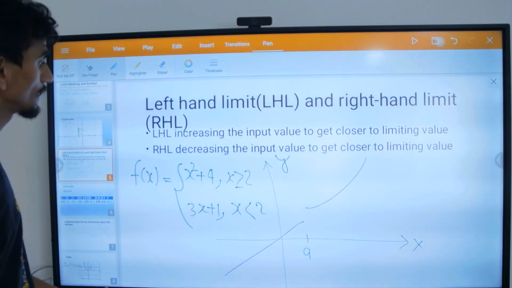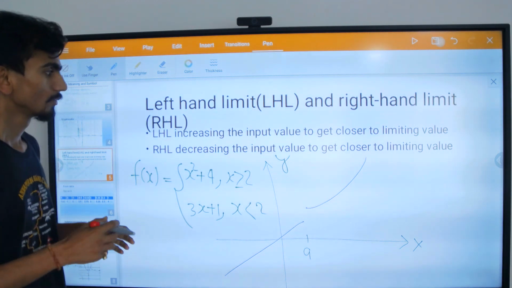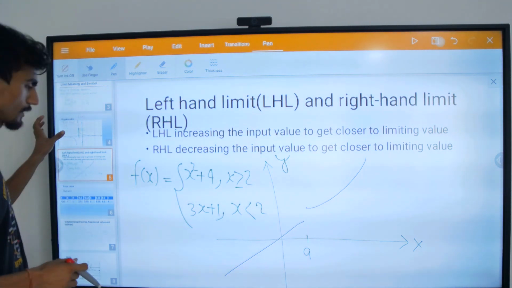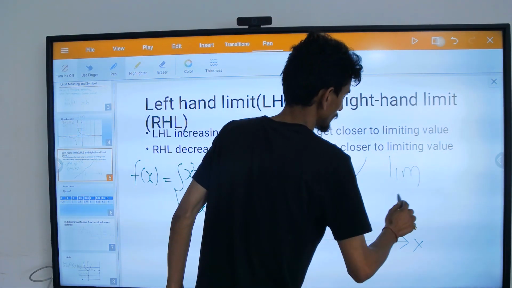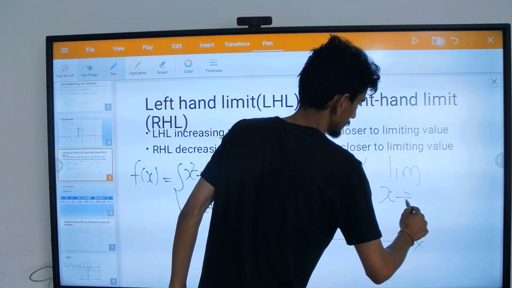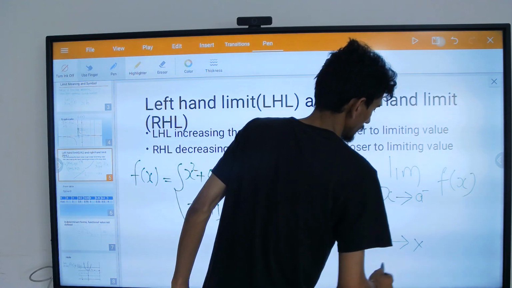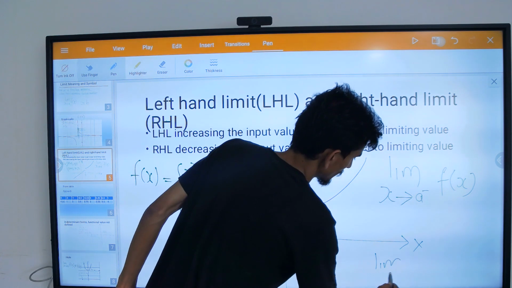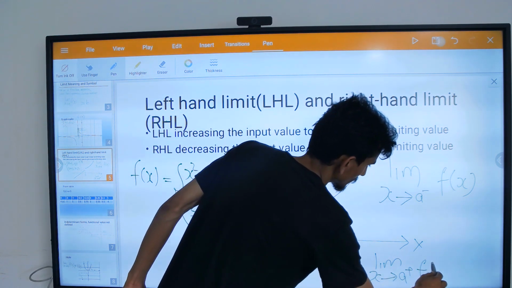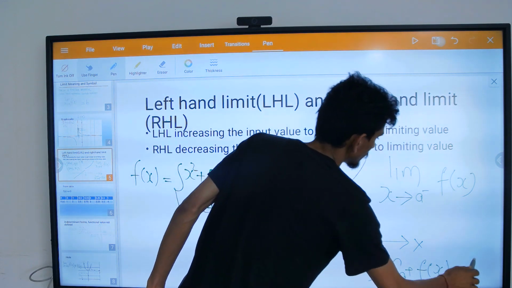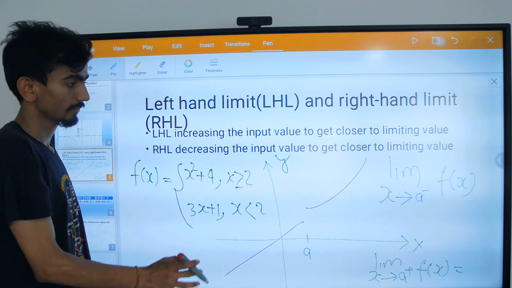We have a term called left hand limit and right hand limit. In left hand limit, we will see, for example, limit x tends to a minus of f(x), and limit x tends to a plus of f(x). This is a way of representing left hand limit and right hand limit.